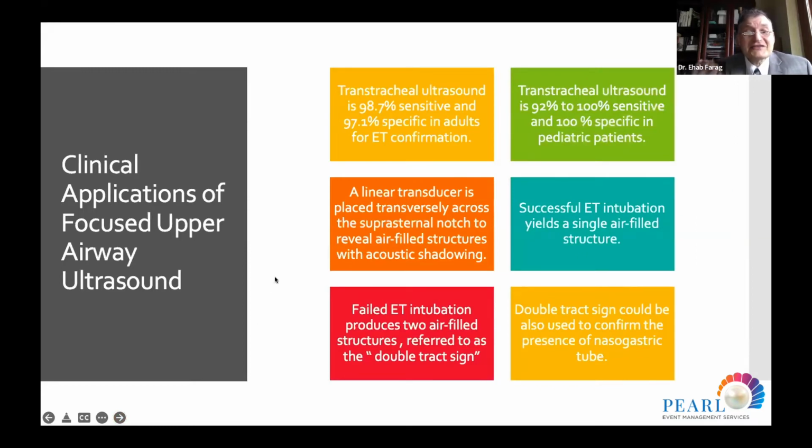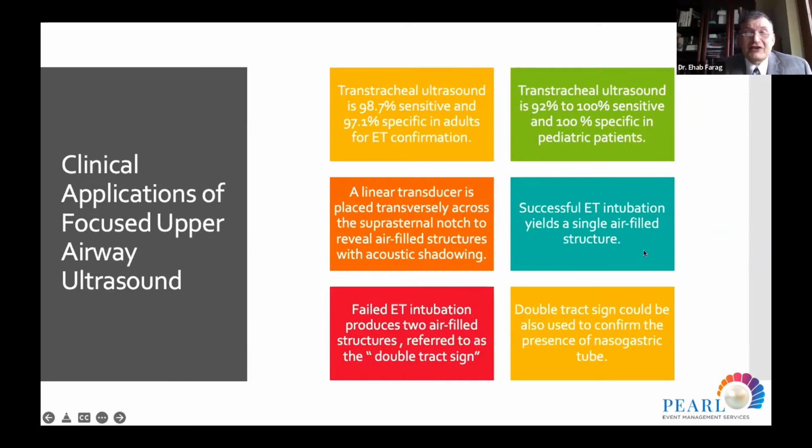Transtracheal ultrasound is 98.7% sensitive and 97.1% specific in adults for endotracheal confirmation. A linear transducer is placed transversely across the suprasternal notch to reveal air-filled structures with acoustic shadowing. Failed intubation produces two air-filled structures, referred to as the double track sign, and transtracheal ultrasound is 92 to 100% sensitive and 100% specific in pediatric patients.